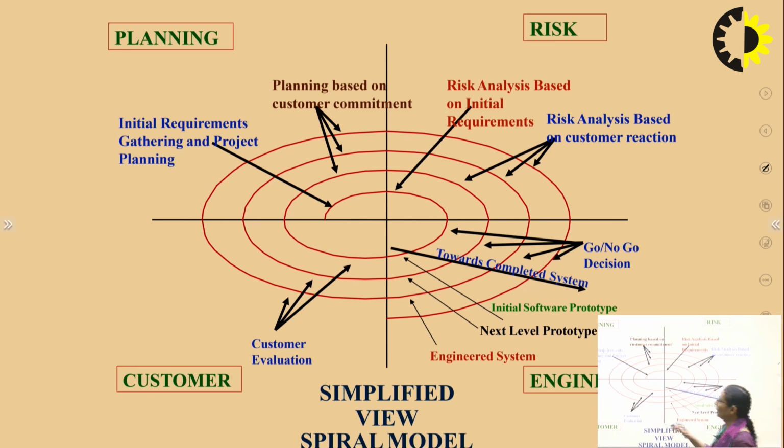So, here we have planning in this quadrant and here we have risk analysis. Here we adopt the engineering approach and here we have the review process, that is, the quality evaluation process in this quadrant. So, this is a simplified view of the spiral model. Only in this quadrant are we making the decision whether we will go with the project or not, or whether we will go with the next spiral or next phase or not.